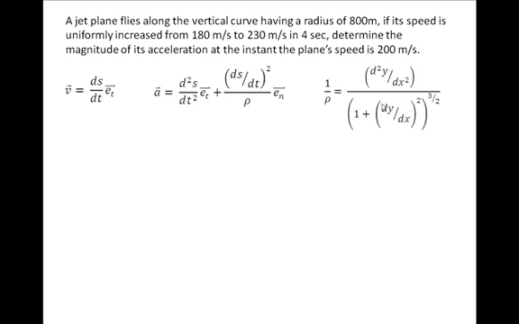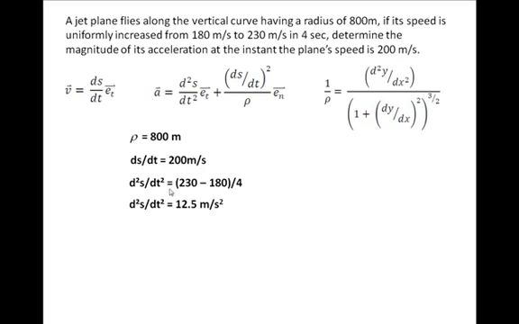Alright, so again these formulas you are using. Again, radius is directly given, so we don't have to really bother about this. Use rho directly. And then ds by dt is directly given as 200 because that's the instant where you have to work out total acceleration. And the acceleration along the path, this data is there. D square s by dt square is 230 minus 180 by 4, the rate of change of speed. So all these numbers we put in our acceleration formula, we get the total acceleration and this magnitude.